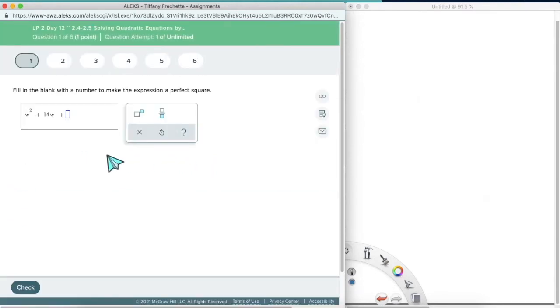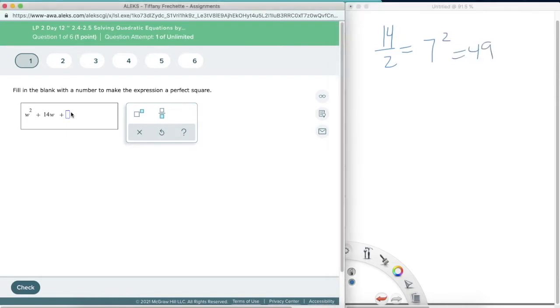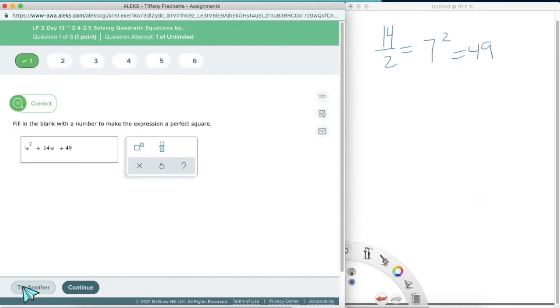So just like we read in the example there, to complete the square, what we want to do is take half of that coefficient of w, in this case, which is 14. So I'm going to take half, and then I'm going to square that, and I'm going to say 49. And that's simply what I add on to the end here is 49. And that's completing that pattern, that completing the square. So we are good to go on that guy.